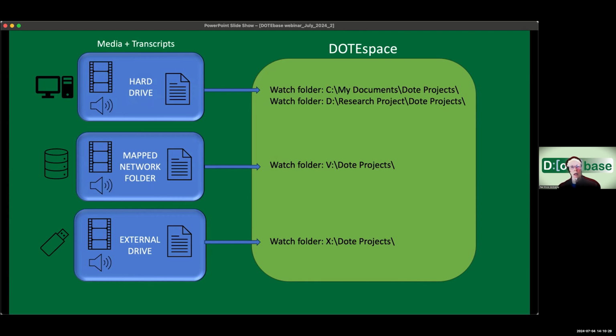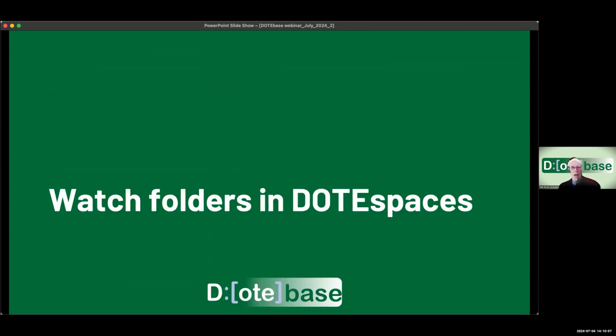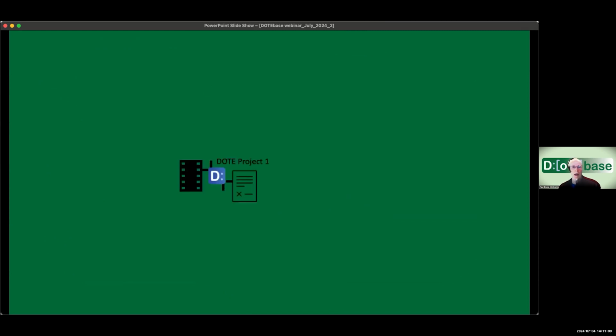So a DOTE space is one instantiation of a collection of folders to watch, and every subfolder in that folder will be watched as well. So that means if you put anything in a subfolder, maybe because you have a nice system of organizing all of your data and your transcripts, your media files, then it will watch everything underneath this watch folder, all subfolders all the way down. So that makes a DOTE space, and that's the primary object with which we work in DOTEbase. And those watch folders, just think of it as, well, I have a DOTE project, for example, here, and I have another one here and another one here, and they're stored in different places.